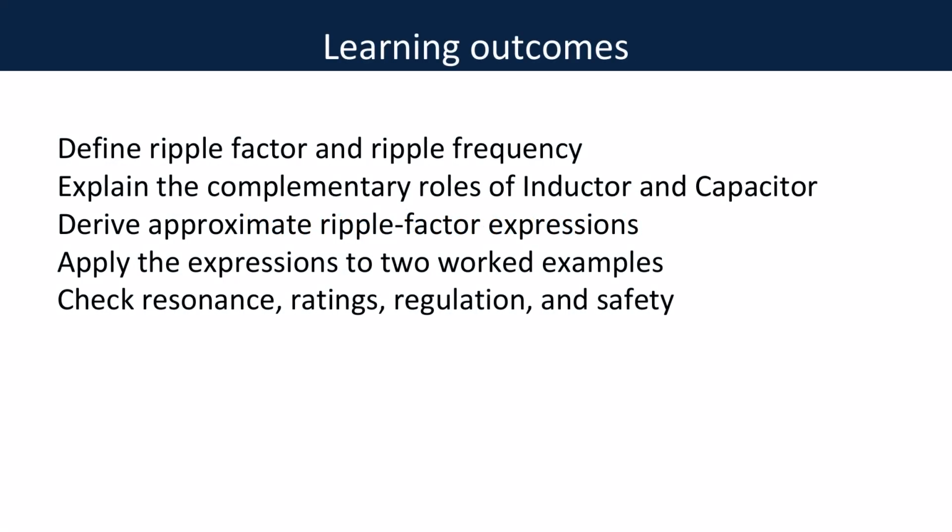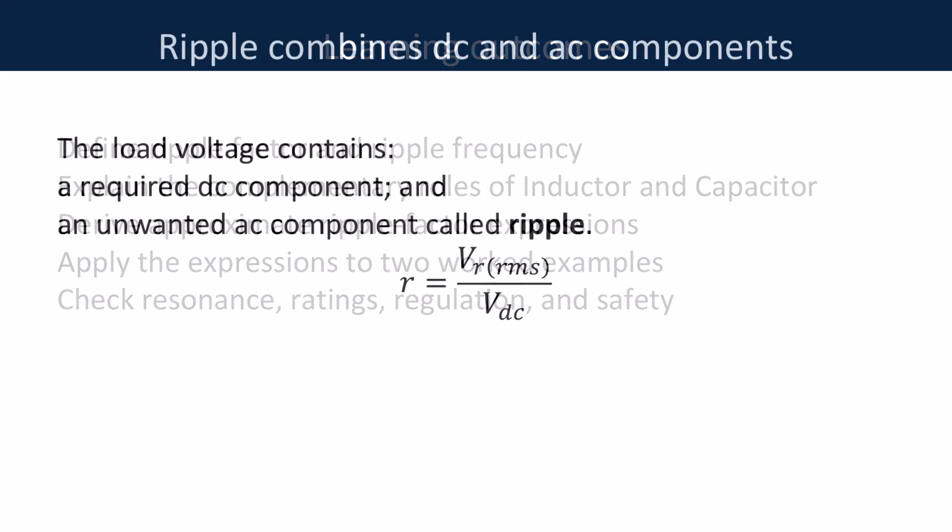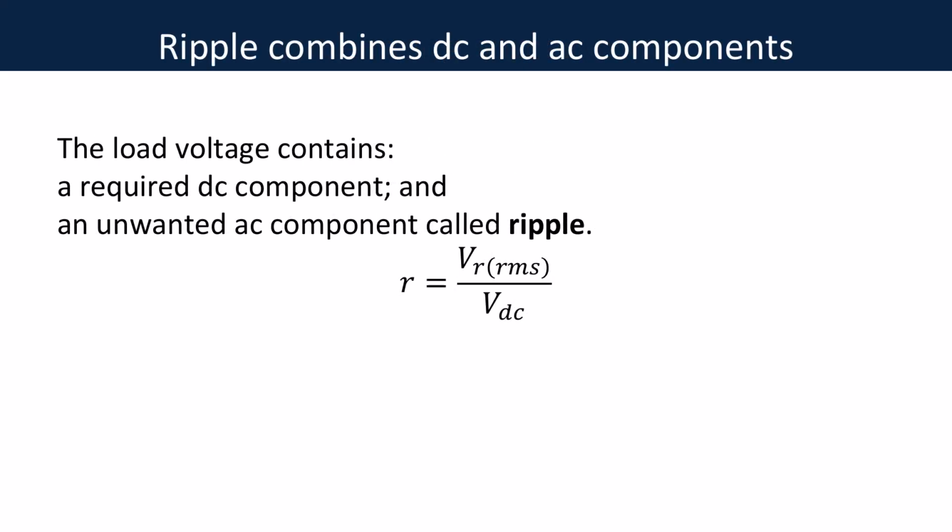By the end of this lesson, you should be able to define ripple factor, identify the ripple frequency of half-wave and full-wave rectifiers, and explain the complementary actions of a series choke and a shunt capacitor. You will derive the small signal ripple response of an LC section, extend the reasoning to the LC pi filter, and use the results in numerical examples. You should also be able to recognize when an approximate equation is appropriate and list the practical checks required before choosing real components.